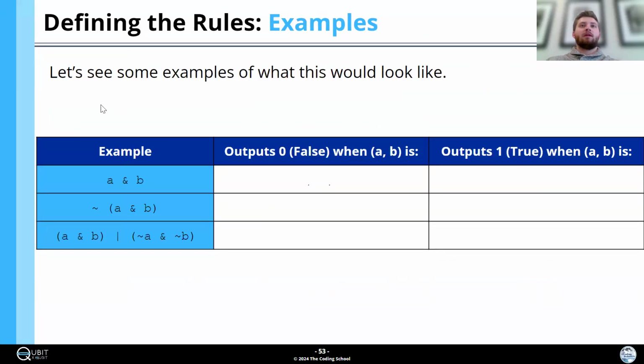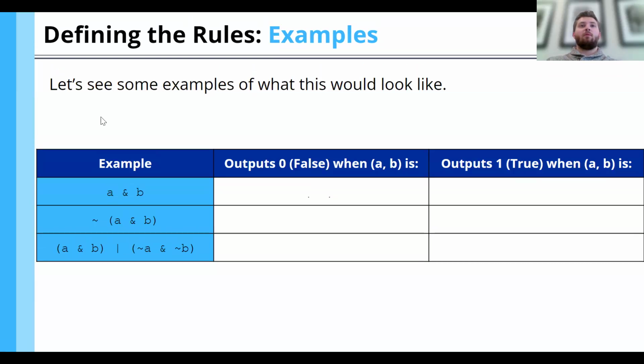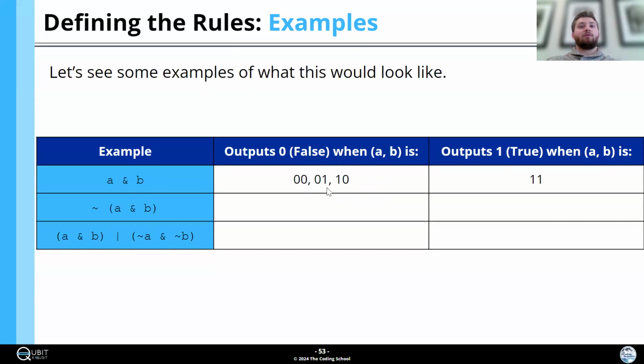Okay. So defining rules, examples. Let's see some examples of what this would look like. Here we have an example, A and B. It outputs false when A and B is 0, 0, 0, 1, 1, 0, and outputs true when it's 1, 1. So you see here that it has to be yes, A, and yes, B. In this first example, it's neither A nor B. Here it's just B, and here it's just A. So it's only true if it's both A and B.